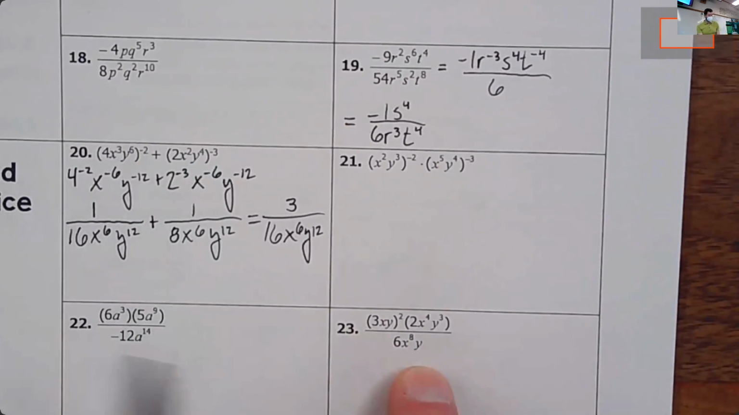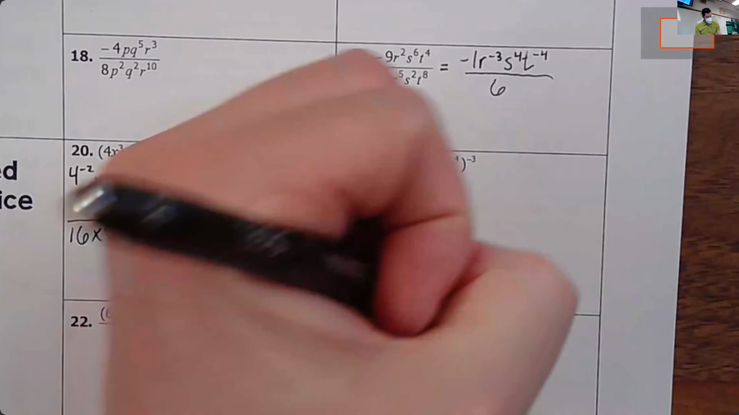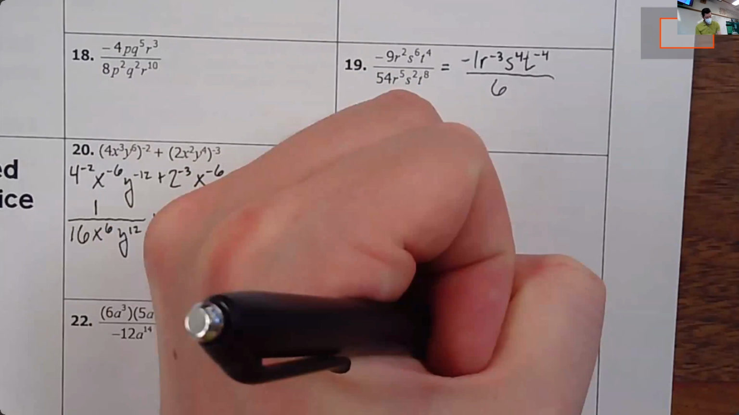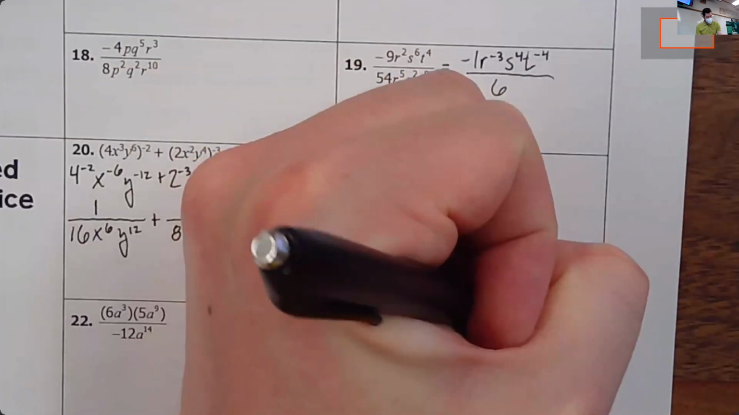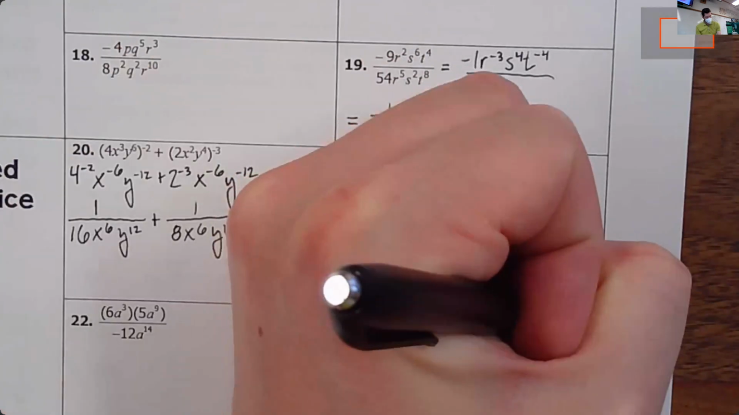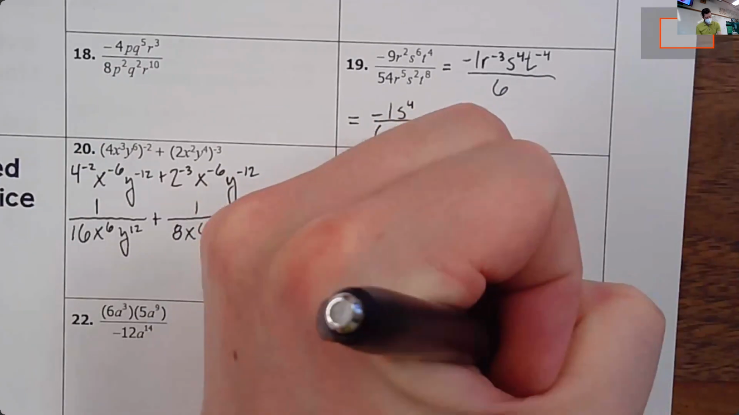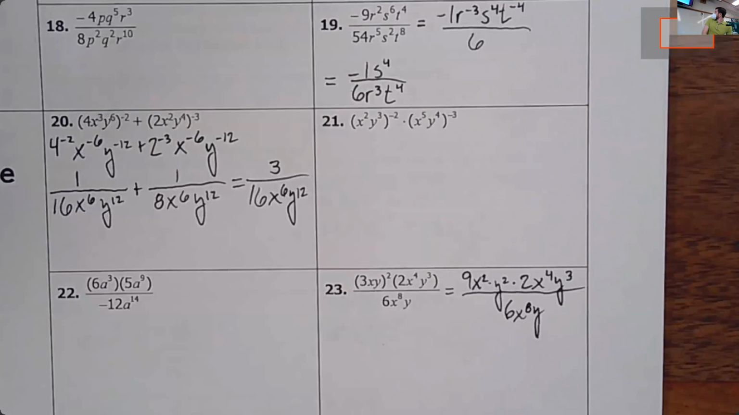So this one actually looks really similar to some of the ones that we've looked at the last couple of days. So power rule first. 3 to the second power, 3 times 3 is 9. X to the second power times y to the second power. And then this next set of parentheses, because there's no exponent on the outside of it, we don't really need those parentheses. So we can say times 2x to the fourth, y to the third. And that all goes over 6x to the eighth y. So step 1, use the power rule.